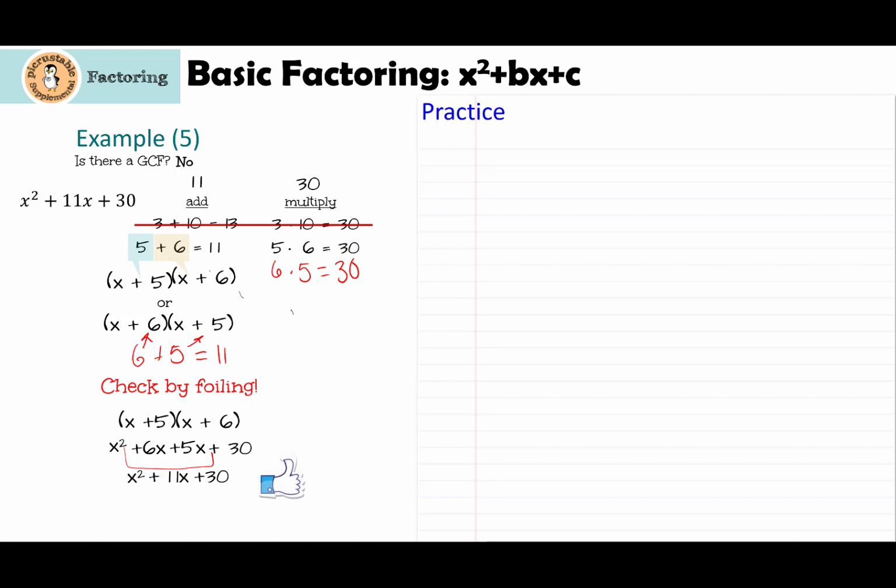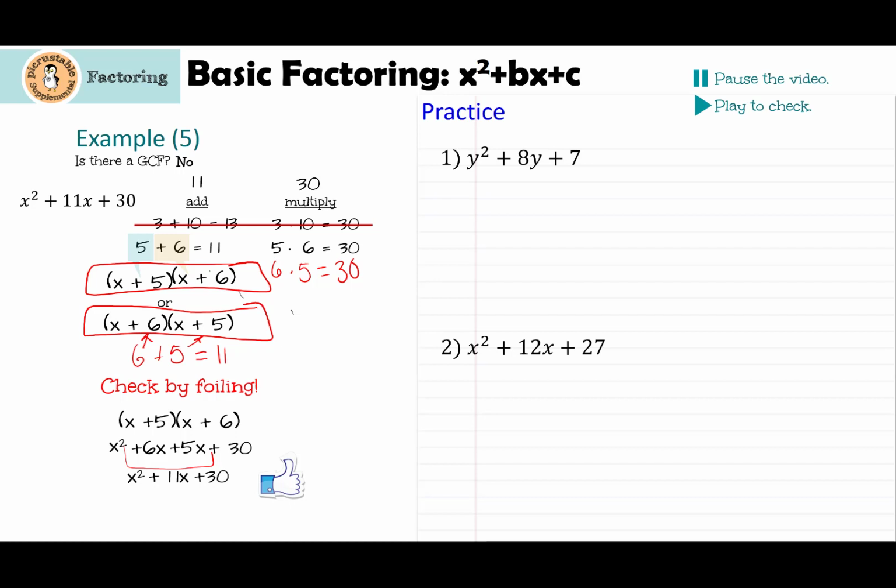So what does that mean? Well, this is our solution, or this is our solution. Either one of those is the factored form, but not both, just one or the other. Now here's your turn to practice. So here's 2 more for you to try. You're going to pause the video, complete it, and then press play to check.